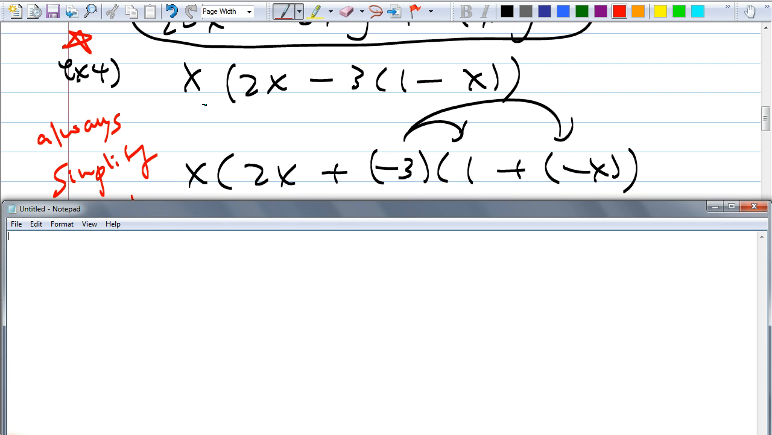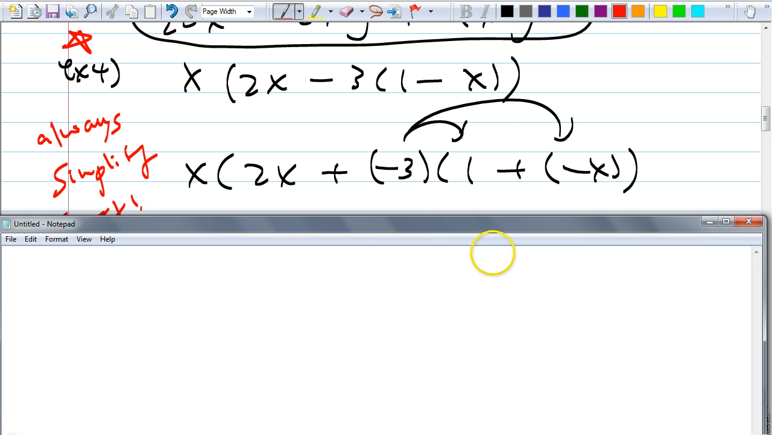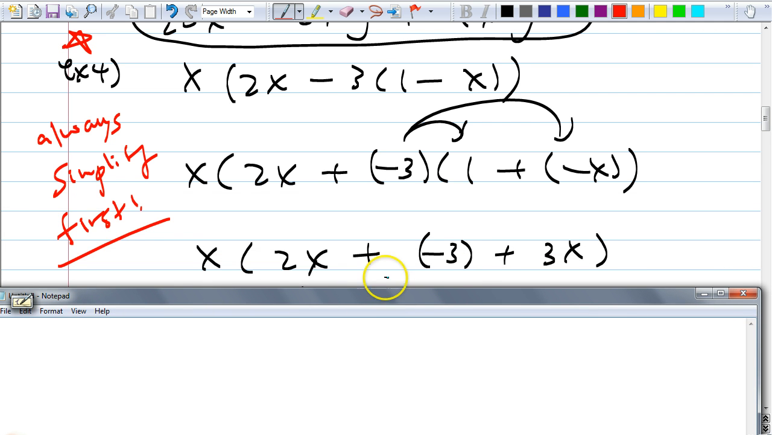How about Jonathan? What do I get here when I distribute that negative 3? You get x times x, and then in parentheses 2x minus 3 plus 3x. That's right. And I actually left it as addition. Is that okay? Plus negative 3. All right. Now, how many terms do you see inside the parentheses?